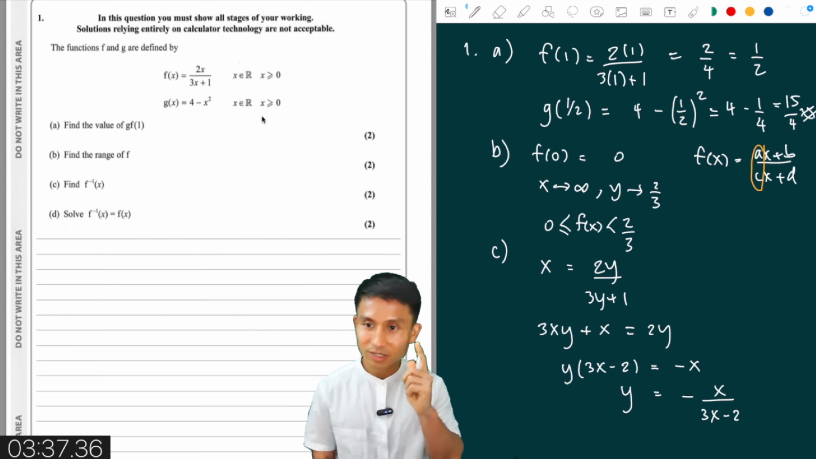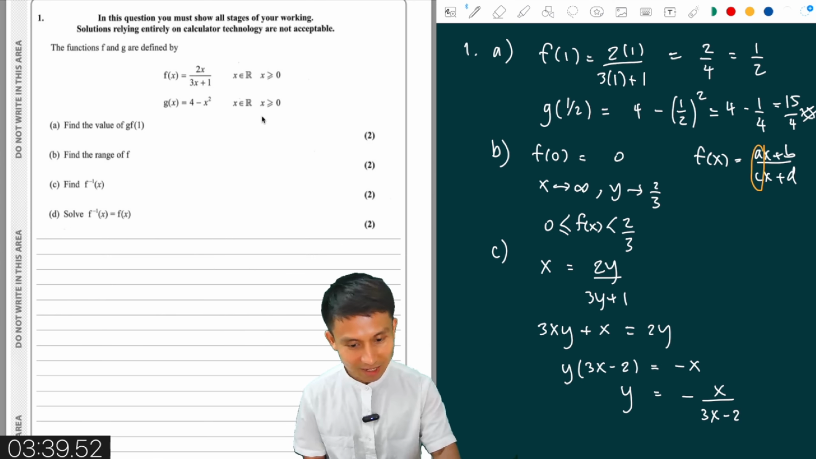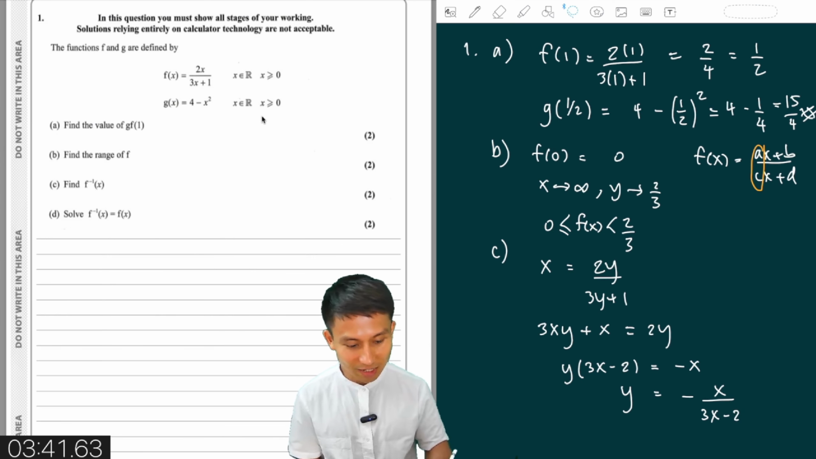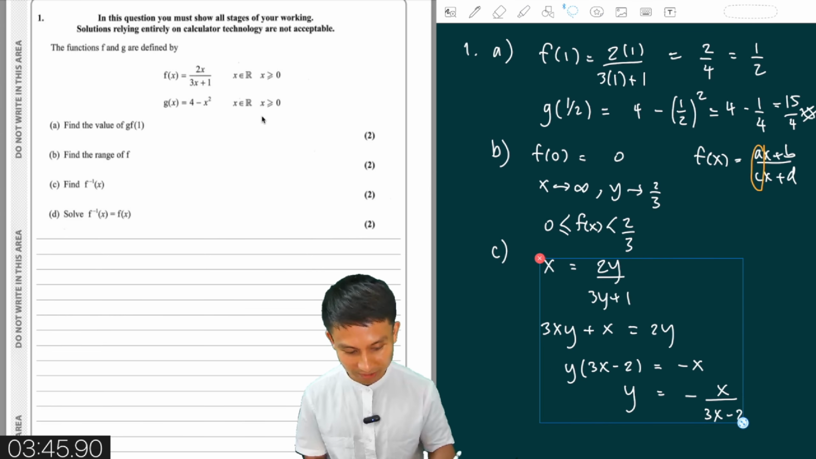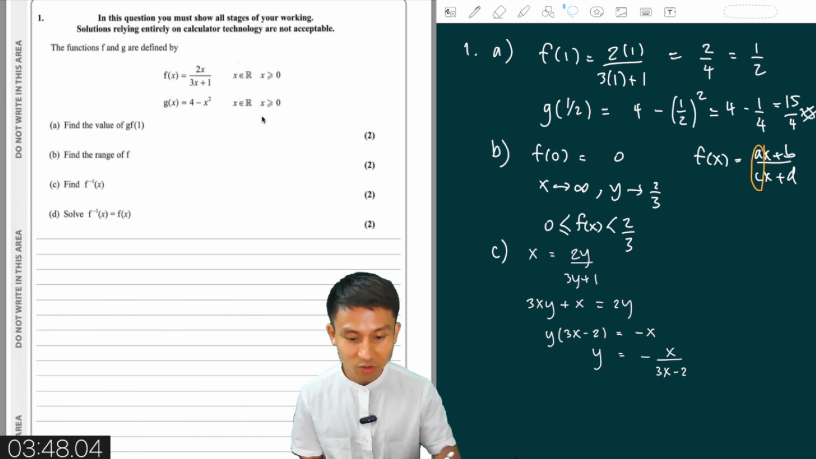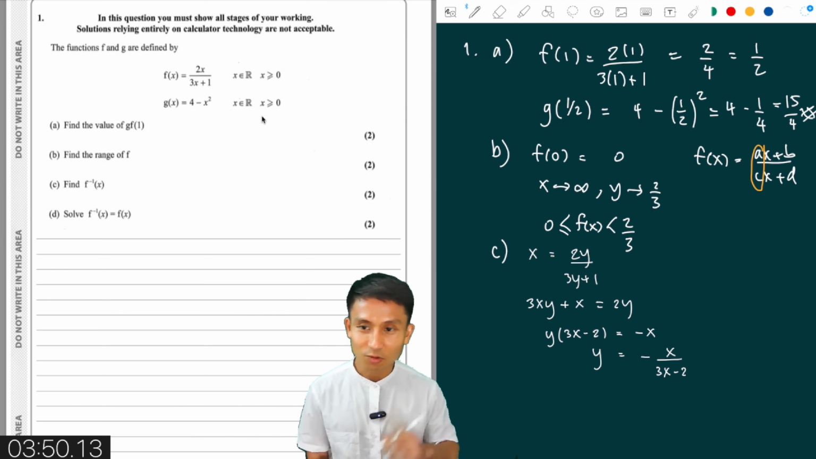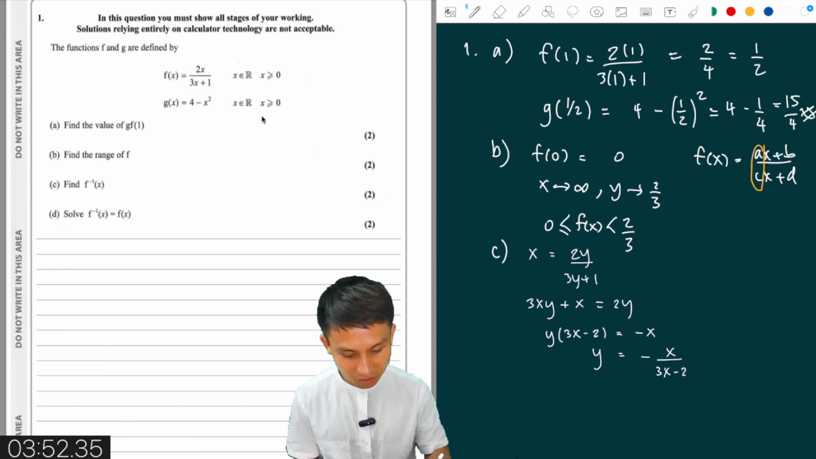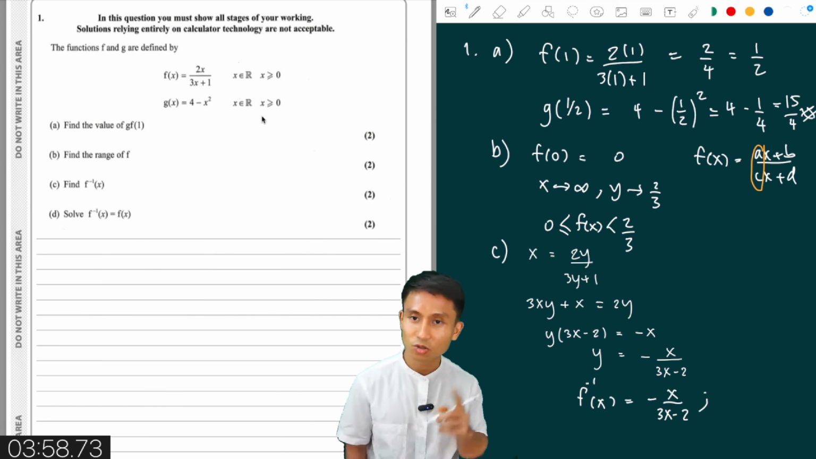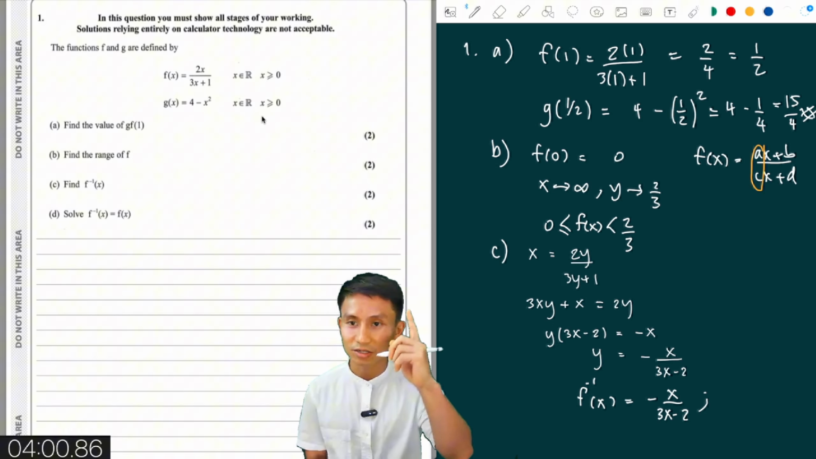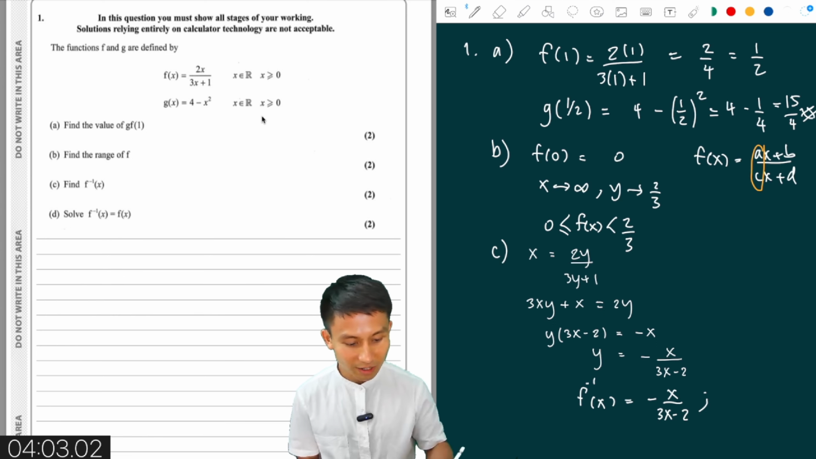Now be careful because in P3 at least, every time they ask you to find the inverse, you should always, I stress, always specify the domain. Otherwise, you lose 1 mark here. So f inverse of x equals that. And then we write the domain. The domain of f inverse is just the range of f(x). We already got that, right? So I'm just going to write this down.